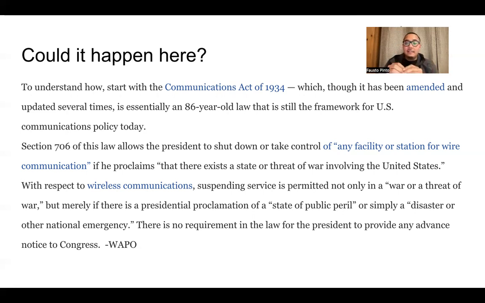The Communications Act of 1934, which has been amended and updated several times, is an 86-year-old law that is still the framework for U.S. communication policies today. Section 706, who knows how many sections this thing has. It allows the president to shut down or take control of any facility or station for wire communication, which could be the internet, if he proclaims there exists a threat of war involving the United States. With respect to wireless communications, suspending the service is permitted not only in the war of a threat or war, but because of state of public peril or disaster or other national emergency. There is no requirement in the law for the president to provide any advance notice to Congress.